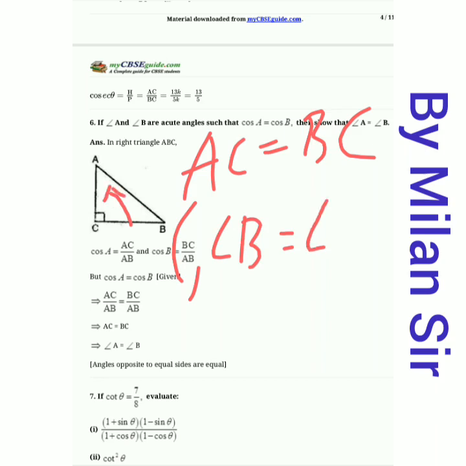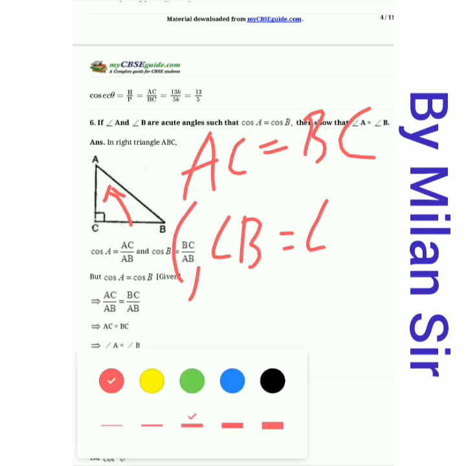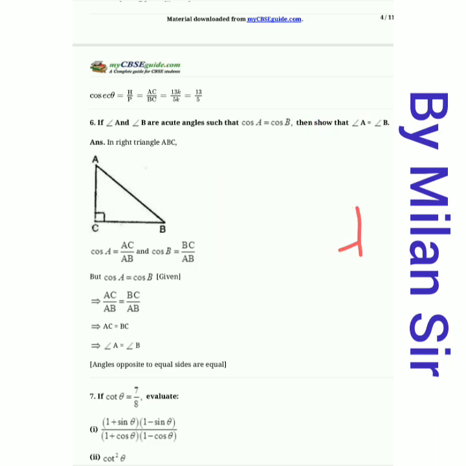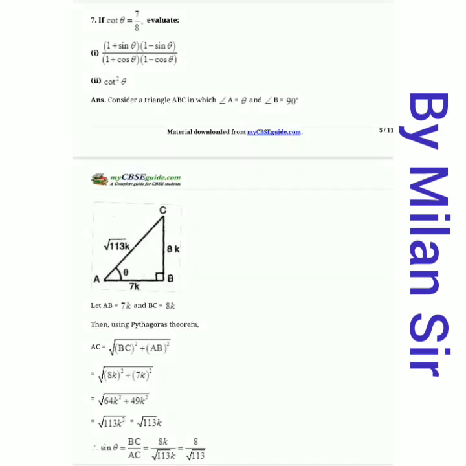So angle B is equals to angle A, right? So we get angle B is equals to angle A, hence proved. And reason is, that is already written here, angle opposite to equal sides are equal. Okay. Question number 7. If cot theta is equals to 7 by 8, then evaluate.